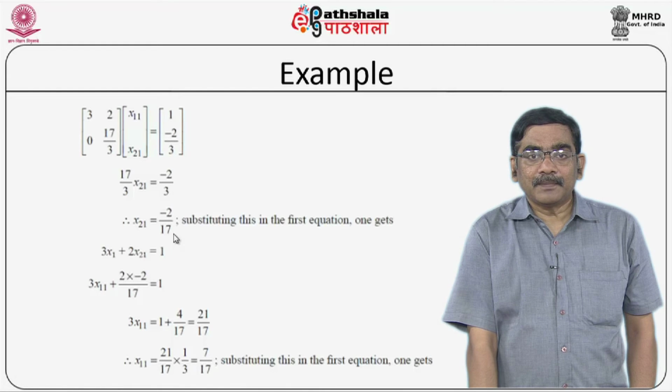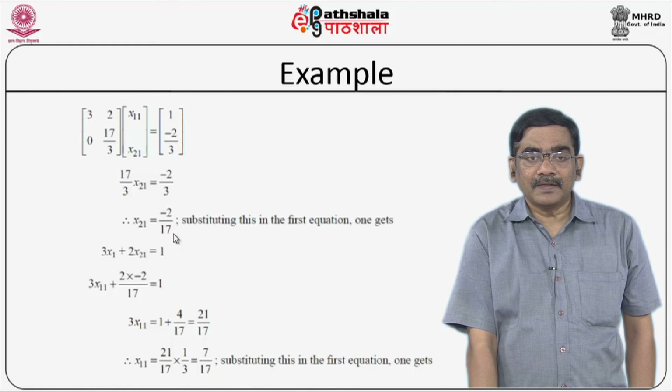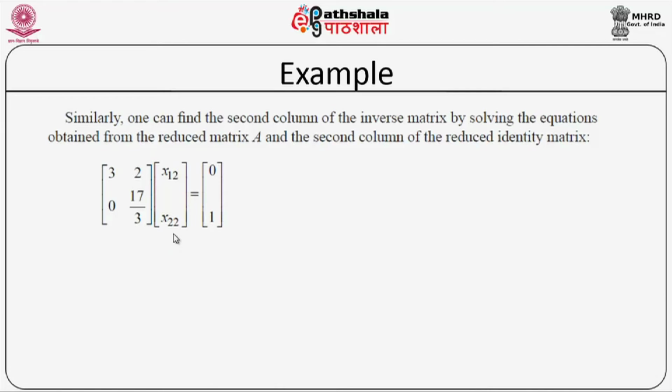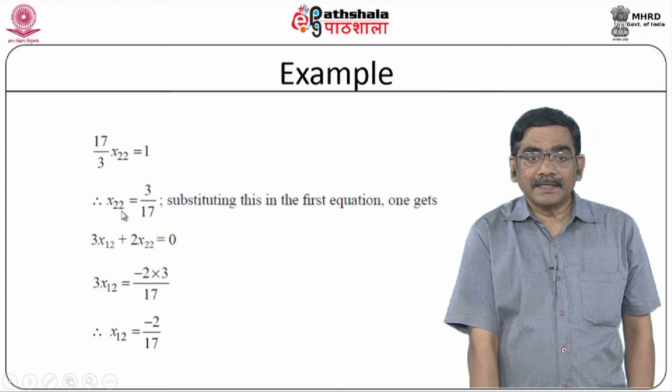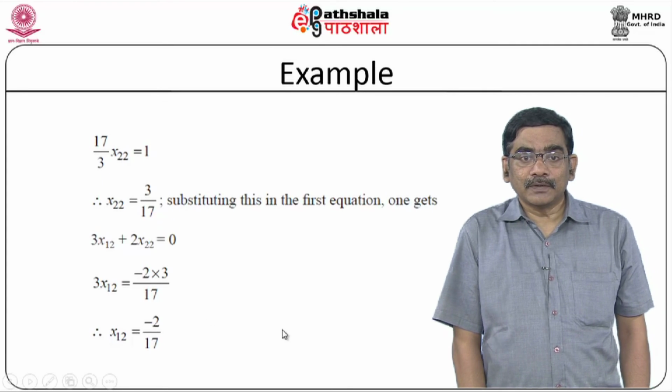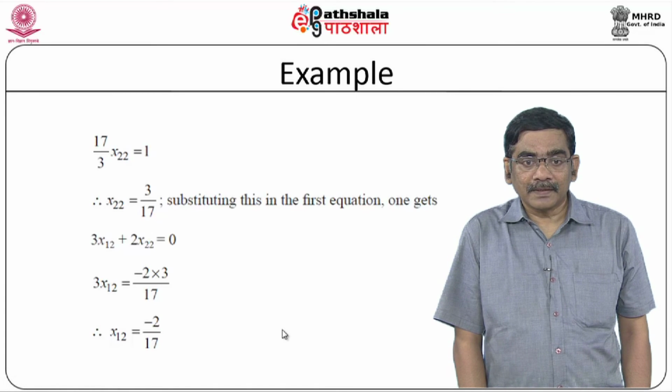Now this represents the first column of the matrix inverse. Similarly, we can find the second column of the inverse matrix by substituting the second column of the identity matrix, 0 and 1. Now we can solve this for the unknowns x 1 2 and x 2 2. Now, you can see that x 2 2 is going to be 3 by 17 and x 1 2 is going to be minus 2 by 17.